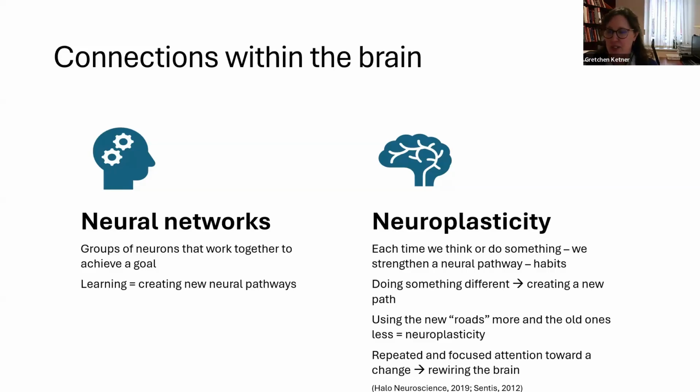So as we learn new information or skills or habits, we're adding to our neural networks or we're strengthening the existing ones. If we learn something new or we do something different, we're creating new pathways. And this idea of neuroplasticity means that each time we think or do something, we strengthen a neural pathway. These are our habits. But if we do something different than we have typically done, we're creating a new path. So if we start using our new roads or paths more and the old ones less, this is neuroplasticity. What we've actually done is change the structure of our brains.